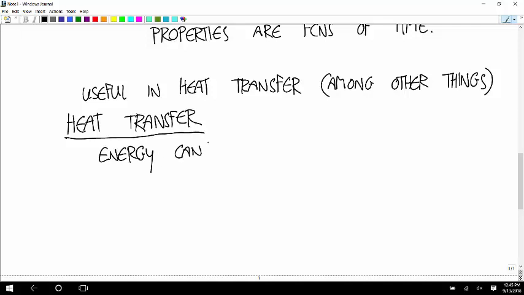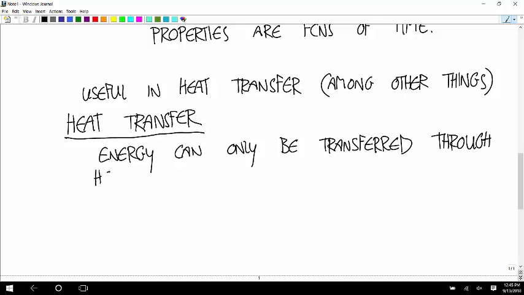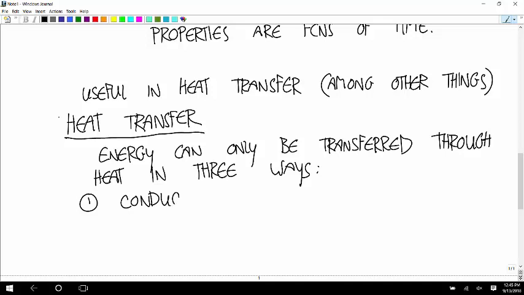So energy can only be transferred through heat in three ways. Conduction, radiation, and convection.